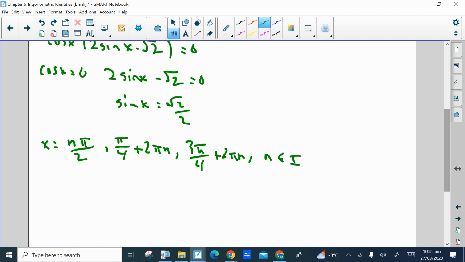I'm sorry, that's wrong, isn't it? Yes. It should be pi on 2 plus n pi. Yes, thank you for pointing that out. This should have been pi on 2 plus n pi, because you're going from pi on 2 down to 3 pi on 2. They're separated by pi radians. Thank you, Julia.